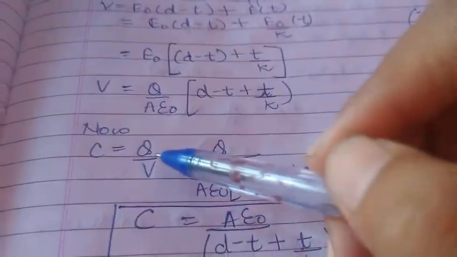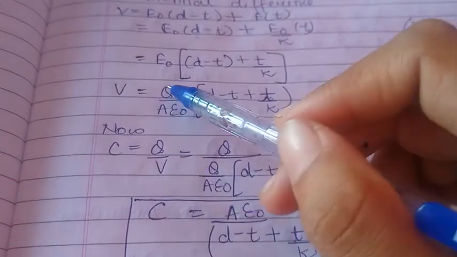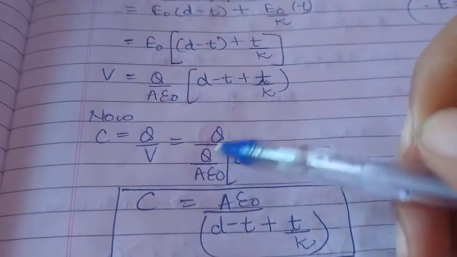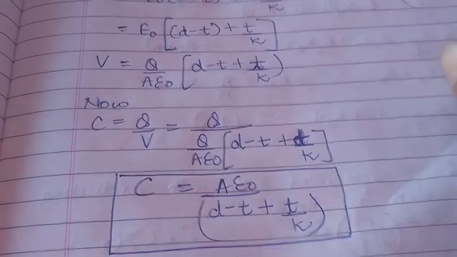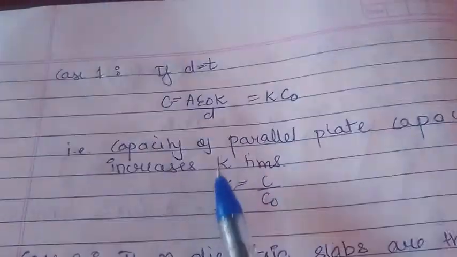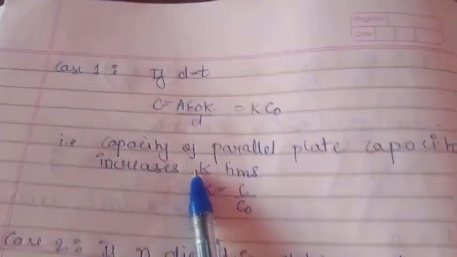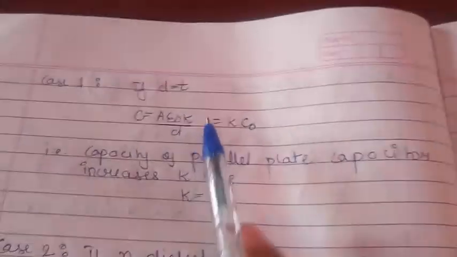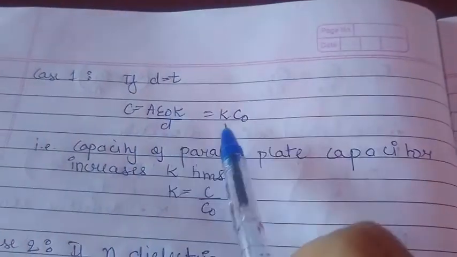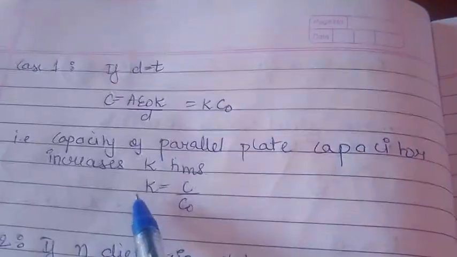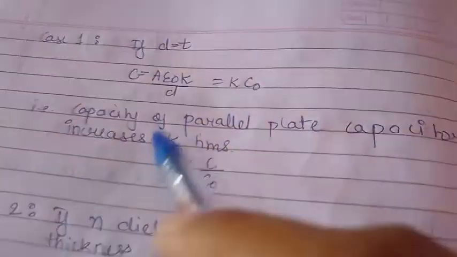Now as we already know that the capacitance is Q by V, substituting the formula of V in this case, you can cancel out Q, and C is equal to A epsilon naught divided by D minus t plus t by K. Now you can consider a few cases. The first case is if the thickness of the dielectric is equal to the distance between the two parallel plates. If D is equal to t, then your capacitance increases K times, so C is equal to K C naught. So the capacitance of the parallel plate capacitor increases K times.